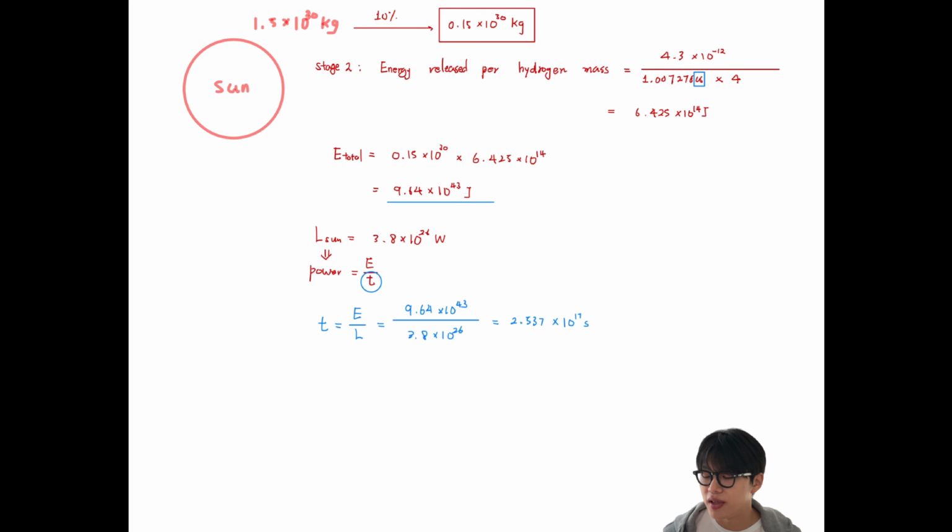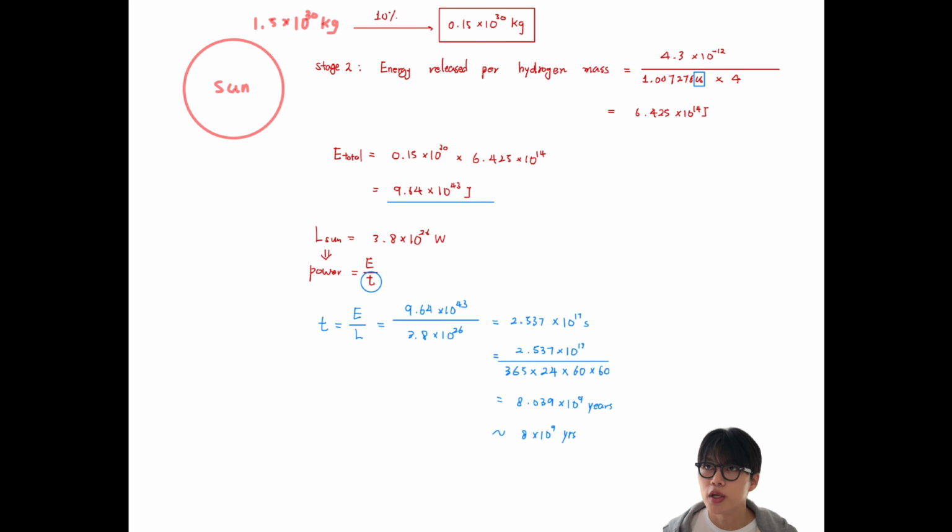So now you have to convert it into years, right? If you want to calculate in years, it's just unit conversion, right? So divide by, 1 year is 365 days, and 1 day is 24 hours, and 1 hour is 60 minutes, and 1 minute is 60 seconds. So you have to divide by those numbers. Then it gives 8.039 times 10 to the 9 years. So that's about 8 times 10 to the 9 years.